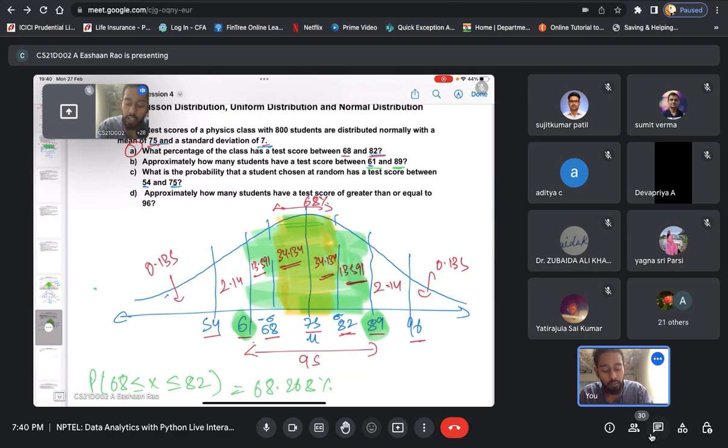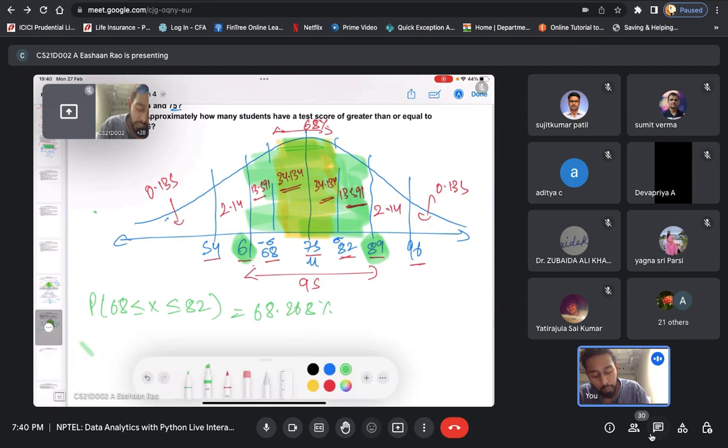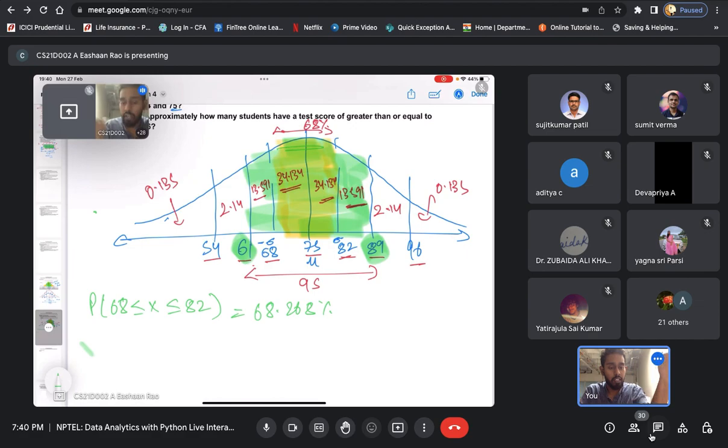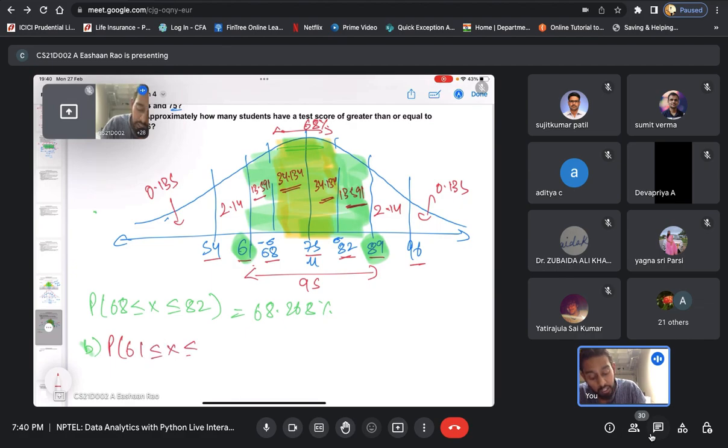So for that, first we have to find the probability of that region, and then based on that we have to calculate approximately how many students will be there. So for the B answer, the question is the number of students between 61 and 89 test score marks. So first I need to identify the probability of this region from 68 to 89.